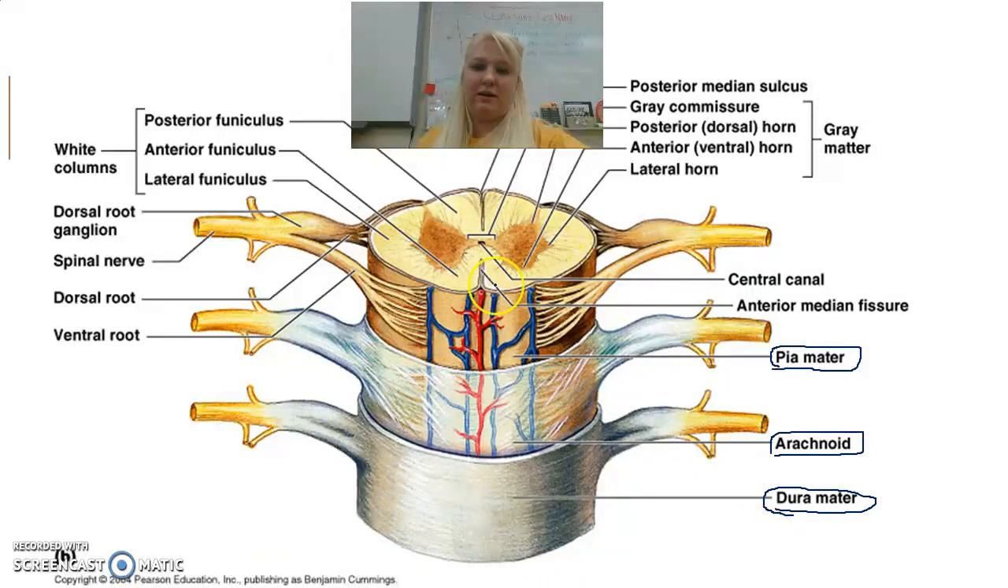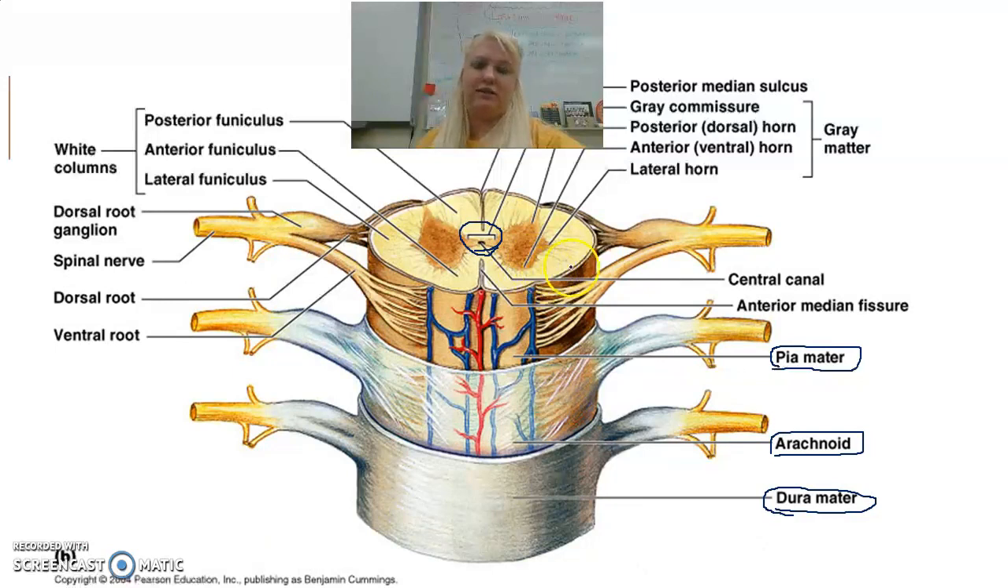So first we're going to talk about some of the major things here. I want to point out this structure, which is the central canal. That's where your cerebrospinal fluid is flowing through, and the cerebrospinal fluid kind of makes a watery cushion around your brain and spinal cord for protection, and it also has some ions and nutrients in it.